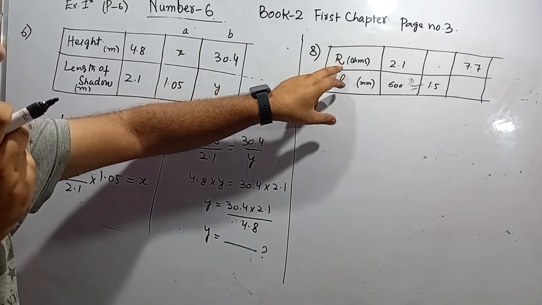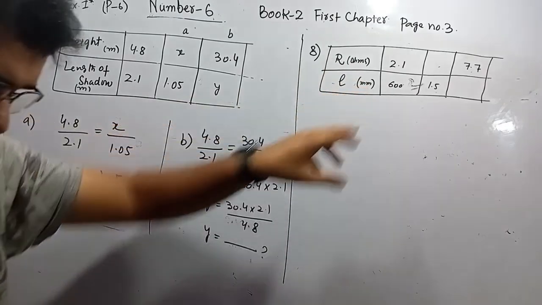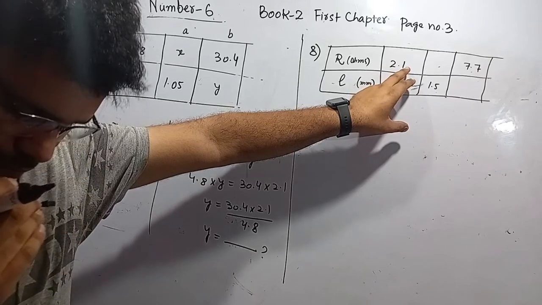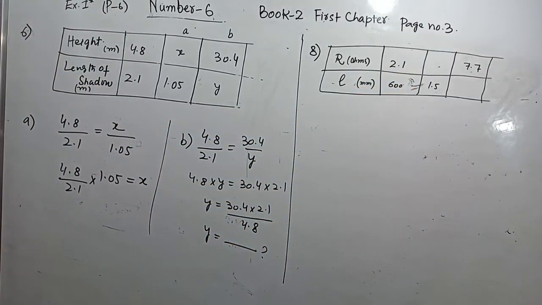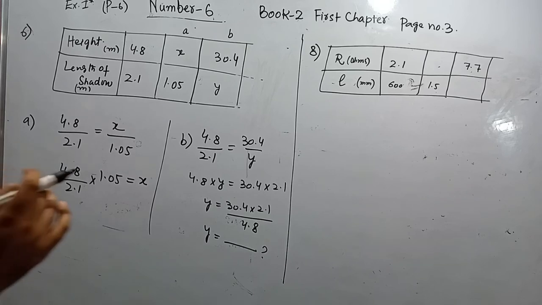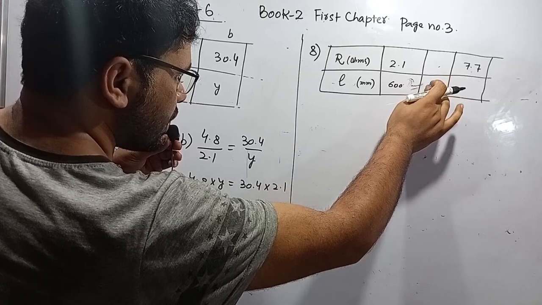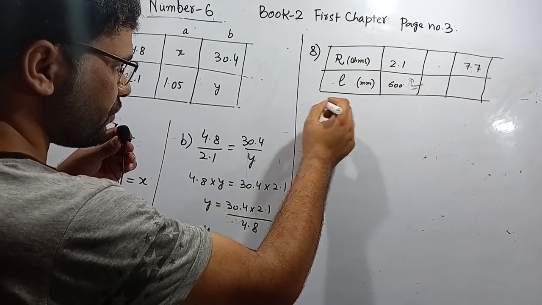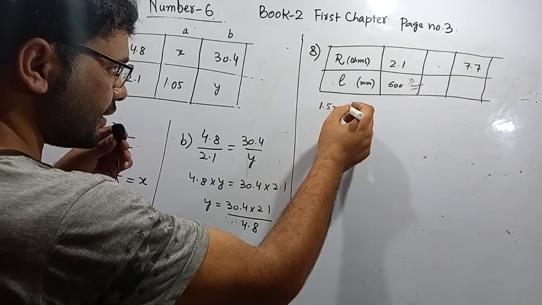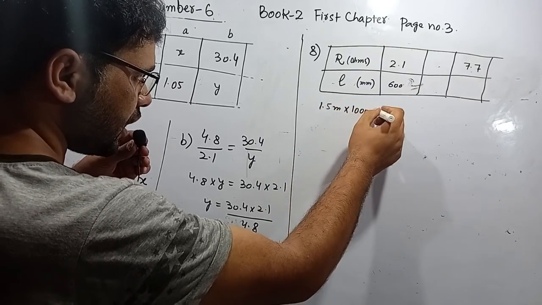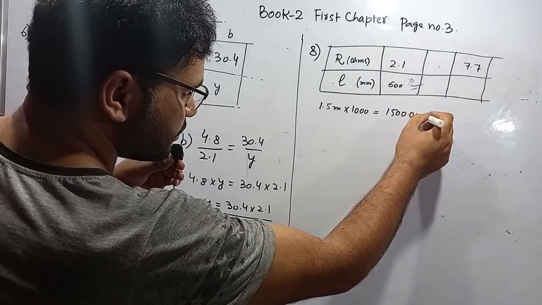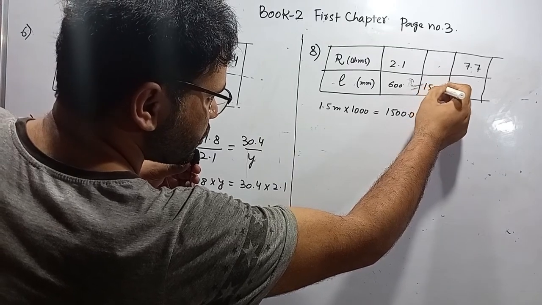That's why I made the table here. R is in ohms and L is in mm. You can say for a 600 mm long wire, the resistance is 2.1 ohm. Now what we need to find, part A: find the resistance of a 1.5 meter length of this wire. 1.5 meter, but before that, here it is in mm. So I want to convert 1.5 meter into mm, so I should multiply by 1000. It will become 1500.0 mm. So I will write here 1500.